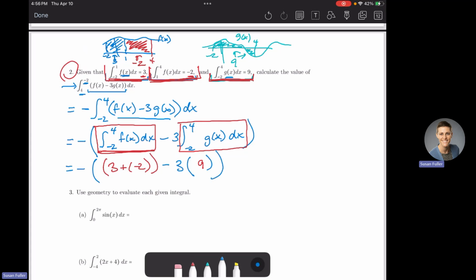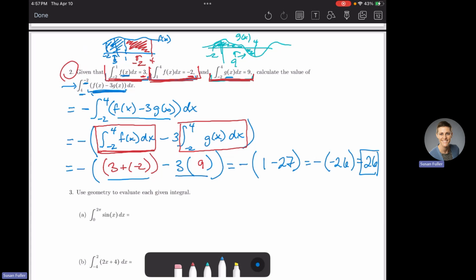So I have all of those pieces, and now I can put it together. 3 plus negative 2 is 1. 3 times 9 is 27. And so 1 minus 27 is negative 26, which makes this whole thing a positive 26. So I have 26 units of area underneath this function, f of x minus 3 times g of x, from x equals 4 to negative 2.